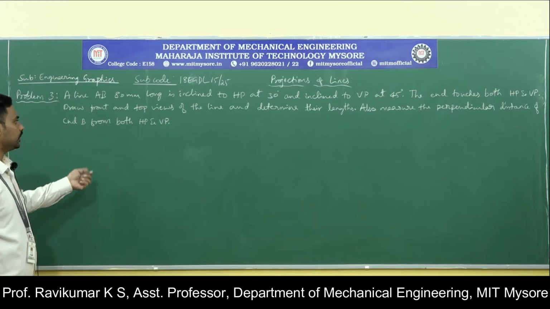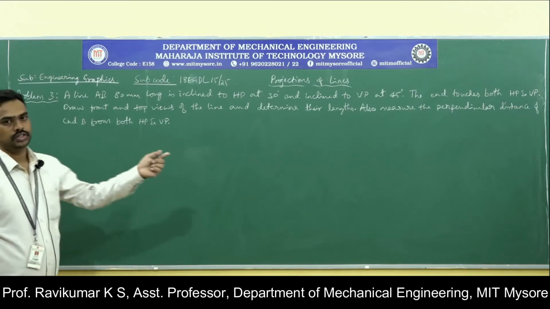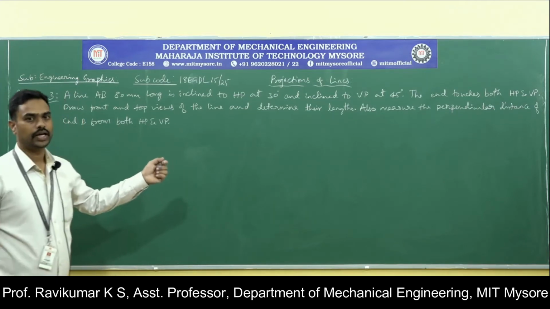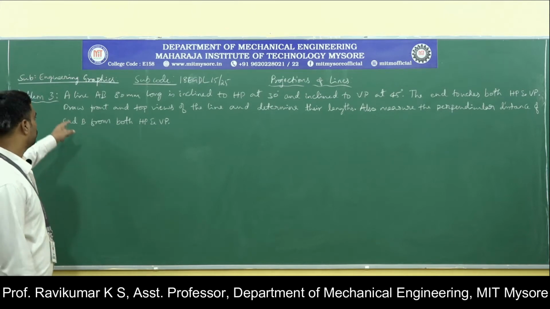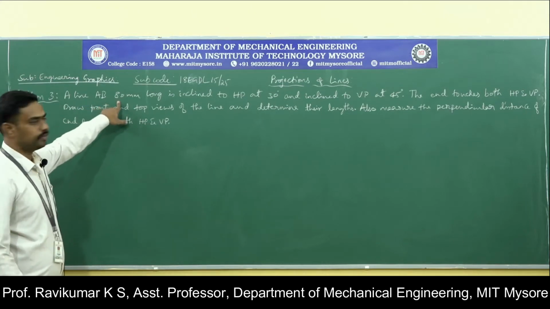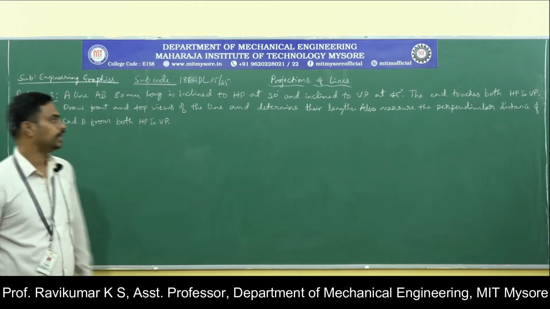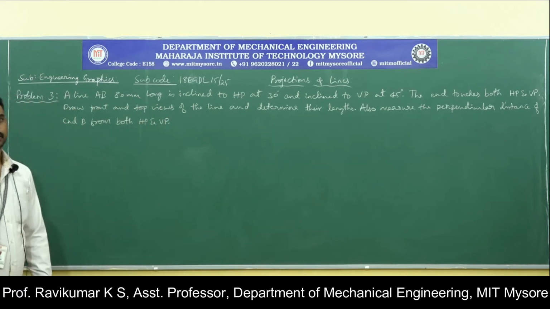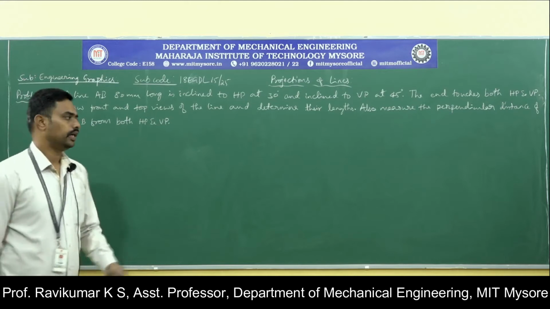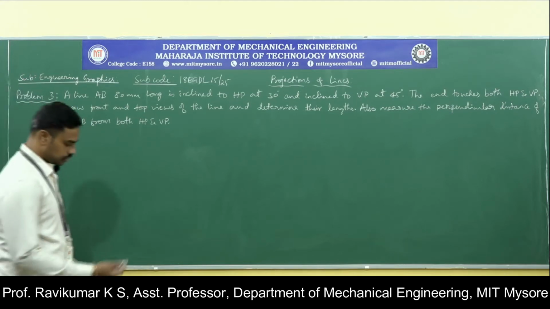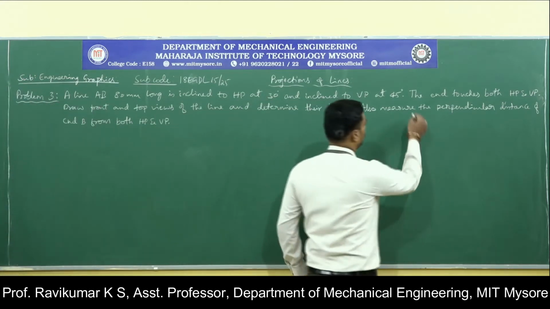As I said in the previous problem, you just check out the data. Minimum 5 data are required to solve the problem on lines. Here 80 mm is the first data, then 30 degrees and 45 degrees. There are only 3 data given. You need another 2 data, and those 2 data will be given by this.